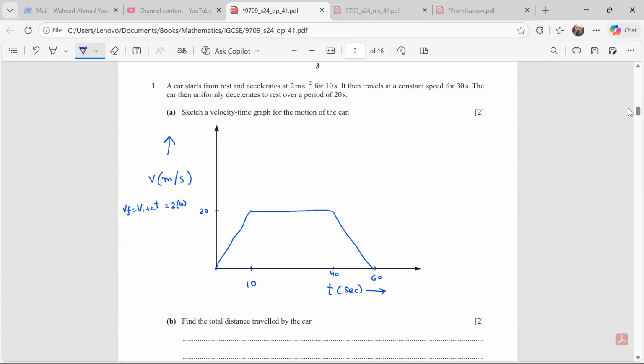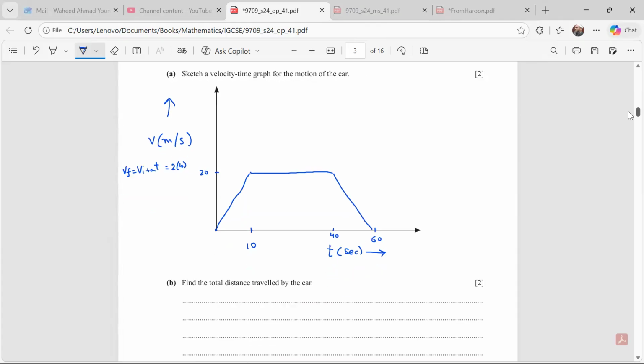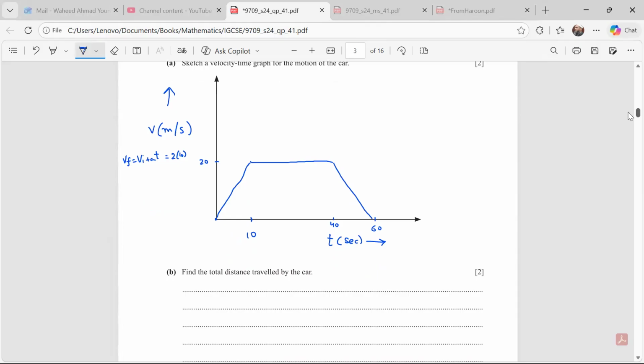Okay, now the B part is find the total distance traveled by the car. You know the total distance is the area under the curve, right? So we can assume that there are two things. One is this rectangle, and if I put these two triangles together, it will become one triangle. So there is one triangle and one rectangle.